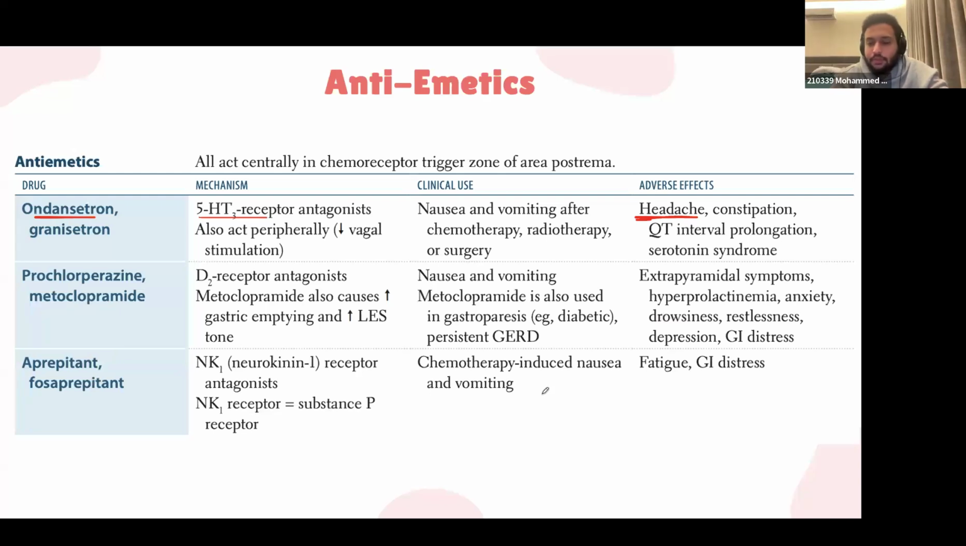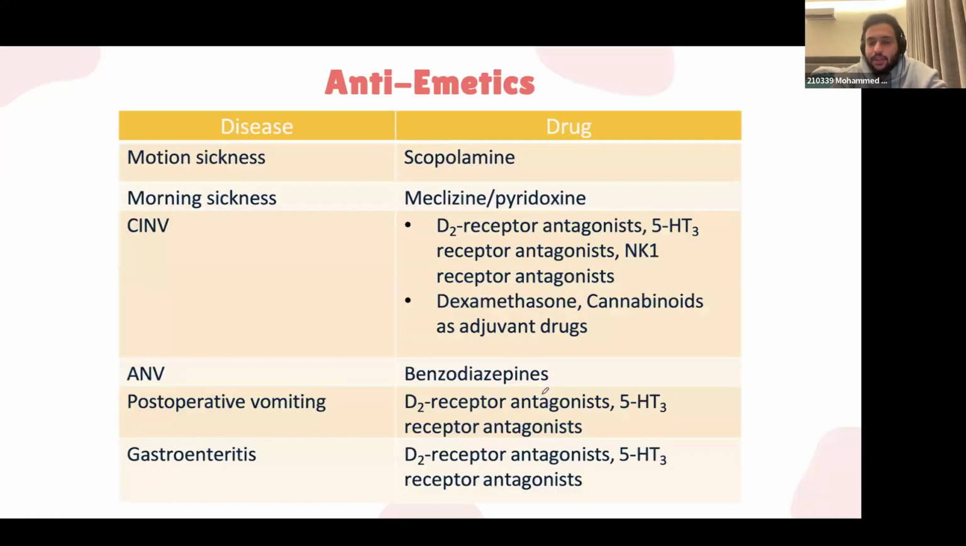Now, the most important thing from this lecture is when to use which drug, okay? This is the most important thing. Motion sickness, use scopolamine, which is usually a patch that you put behind the ear. Morning sickness, use meclizine or pyridoxine, which are the antihistamines. Chemotherapy-induced, usually we start with metoclopramide or ondansetron, and then you can use NK1, okay?